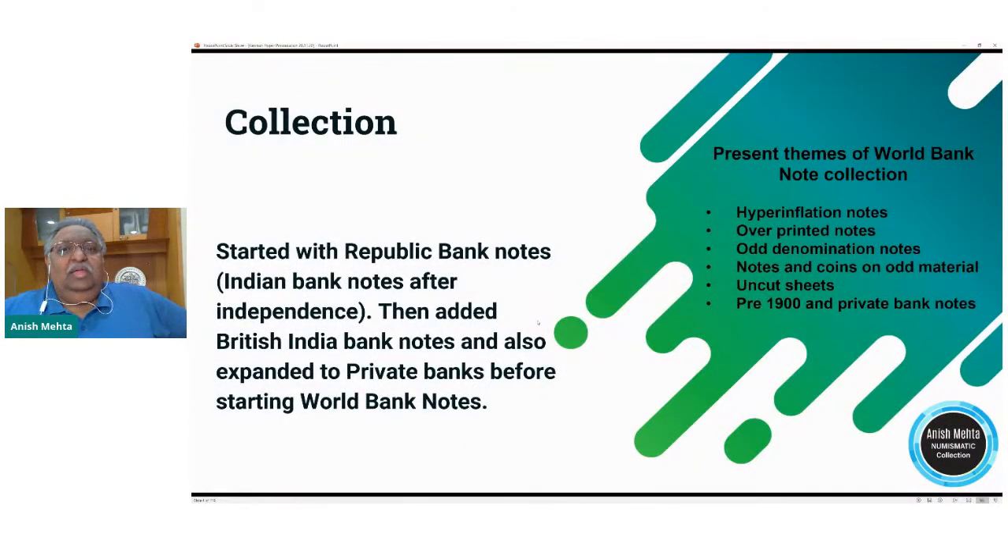Coming to my collection. I started with the Republic banknotes, which are banknotes after independence. Then I added the Indian British banknotes and the private banks banknotes, and then moved on to world banknotes. The present themes which I work with are the hyperinflation banknotes, which has all the banknotes with a denomination of 50,000 plus, overprint banknotes, odd denomination banknotes, notes and coins on odd materials, uncut banknote sheets, pre-1900, and the private banknotes.